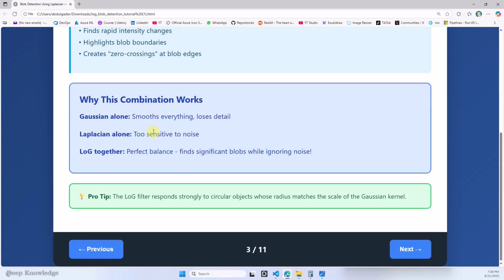And why do we combine Laplacian and Gaussian? As you can see, Gaussian alone smooths everything, so we lose some details. And Laplacian is too sensitive to noise. If we use only Laplacian, we will have many false positive edges. Combining both Laplacian and Gaussian is a perfect balance, finding significant blobs while of course ignoring the noise.